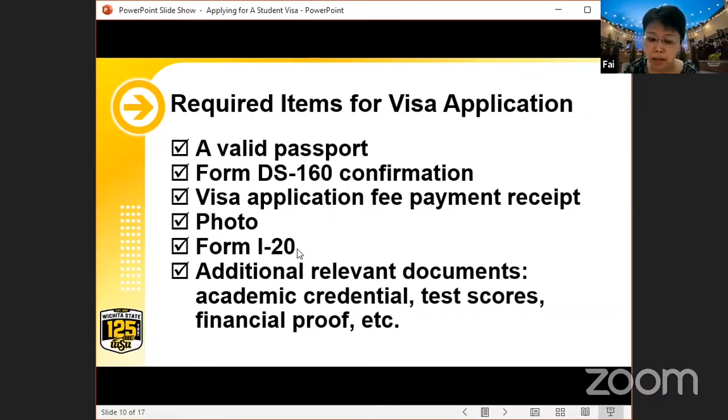You need to have your I-20. You also need to have additional relevant documents. For example, your admissions documents. If you receive a scholarship, the scholarship letter, and any kind of documents issued by the school that you received admission to. Also, your own academic credentials, so your test results, your graduation diploma, or your test scores. If you took the SAT, you took TOEFL, IELTS, bring all of that. Your financial proof documents, your bank documents, or your parents' bank documents. All of these can be useful during the visa interview.